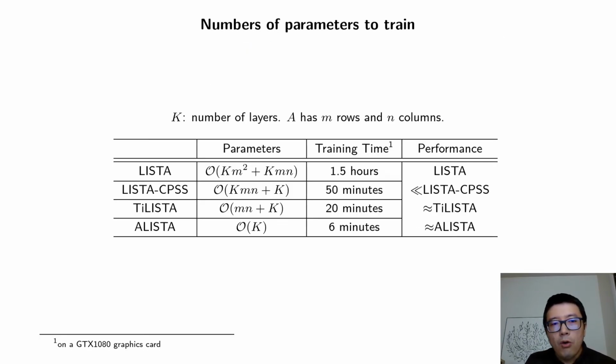And so over this set of works, we have gradually reduced the number of parameters, which corresponds to a reduction in training time from hours to just minutes. Performance-wise, LISTA is similar to LISTA-CPSS, and both were beaten by pi-LISTA and A-LISTA.